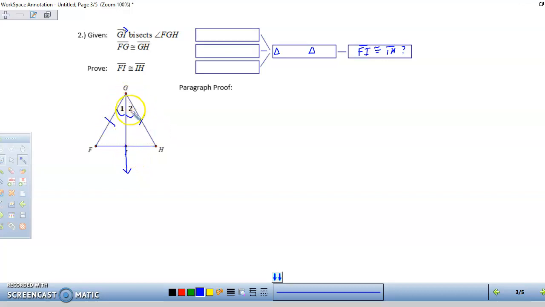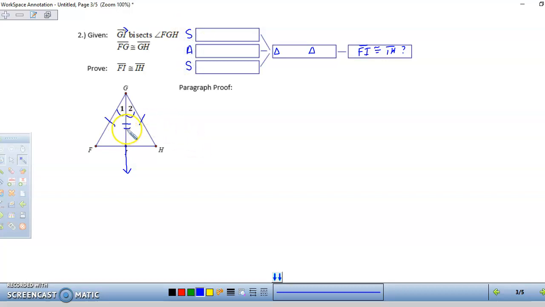So in this particular picture, you have this GI segment that is shared by these two triangles. So you can actually just mark that congruent basically to itself. So GI is congruent to GI works for both triangles. So when you do that, then you get side angle side. So these triangles are going to be congruent.